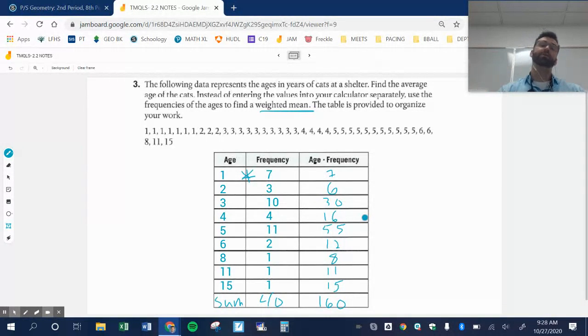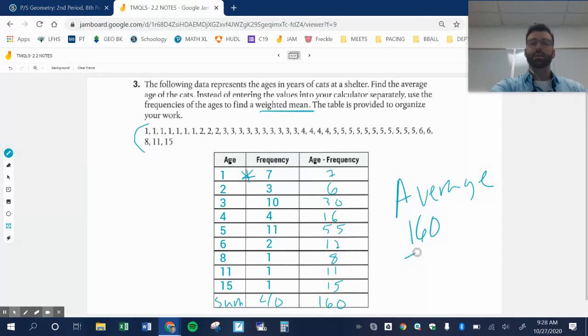Okay, that makes your life so much easier when calculating an average. So how do I know when to use the weighted mean when I'm looking at something like this? When there's a lot of different numbers repeating. All right, that helps me a lot. So if I want to find the average age, I would just do 160 divided by 40, which is just 4. So our average age of cats is 4 years.